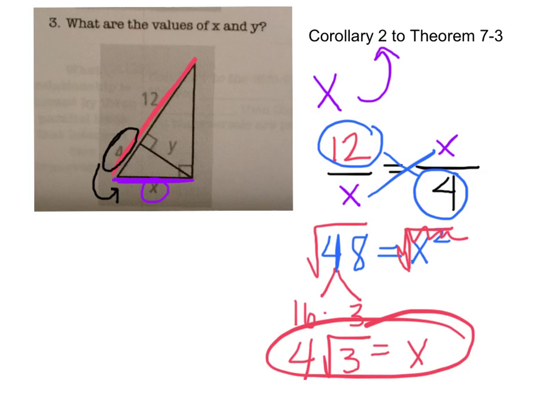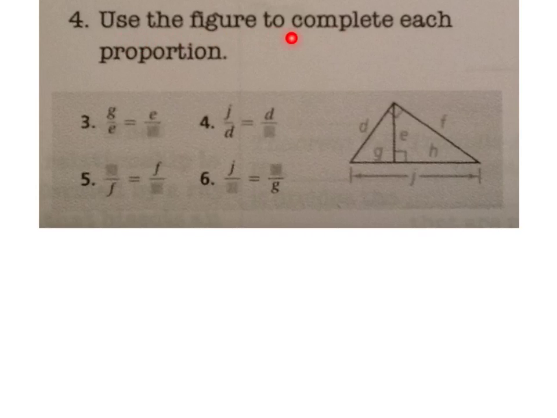Our final question says use the figure to complete each proportion. So we're using this figure here. We're going to actually do this one in class together, but I just want to identify a couple of things first. So we know that J is the hypotenuse. We know that this is a leg, and that is D. And we have another leg, F. And then finally we also know that the segment in the middle, right here, this E is the altitude. So those are all really important things we need to be able to identify in order to help us complete the rest of these proportions.